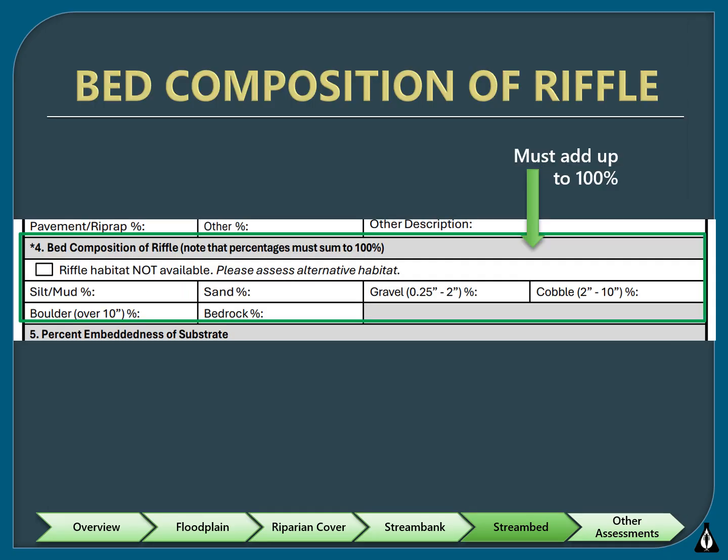You will estimate percentages of stream bed composition within a riffle, including silt or mud, sand, gravel, cobble, boulder, and bedrock. Gravel is substrate that is larger than sand, but less than 2 inches in size. Cobble is substrate that is 2 to 10 inches. A boulder is substrate larger than 10 inches. If you do not have a riffle at your site, check the box for alternative habitat. The total percentages for stream bed composition should equal 100%.